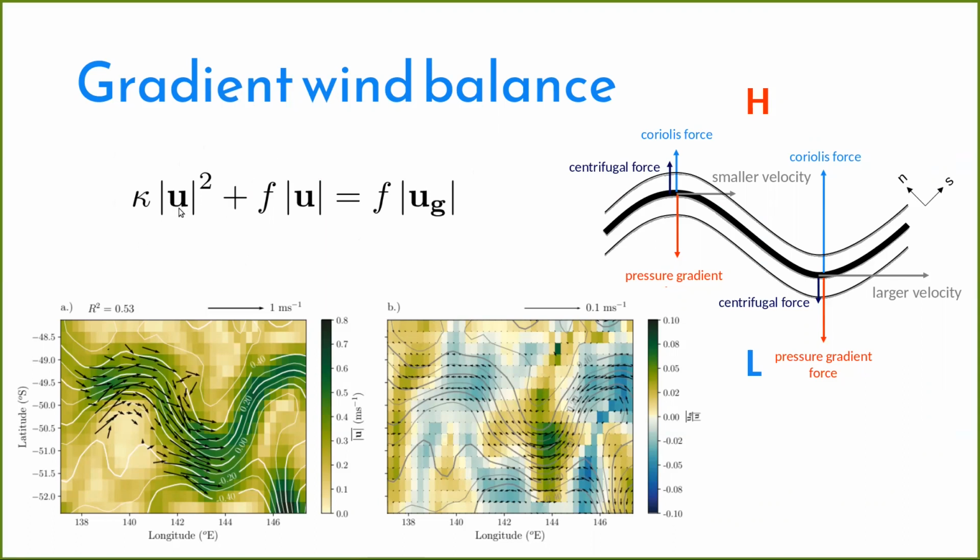And the curvature term is basically caused by the curvature of the sea surface height contours. When you take that extra term into the balance, you get an extra force, like the centrifugal force. That centrifugal force causes a smaller flow velocity in the trough and a larger flow velocity in the crest. And this is an ageostrophic contribution to the flow.